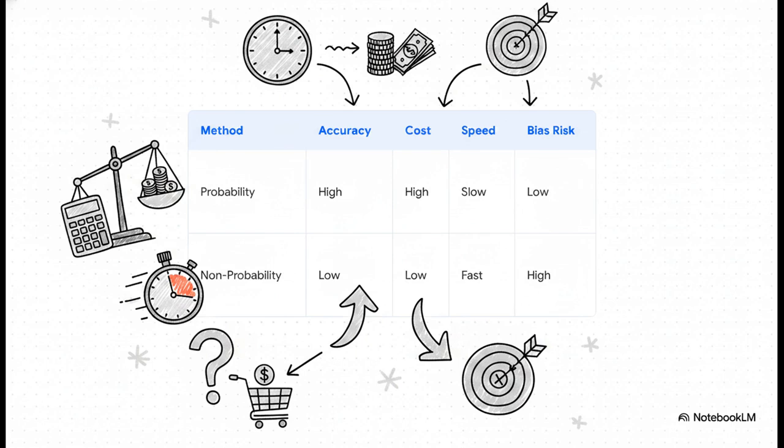Non-probability methods, they are faster, cheaper, and way easier to execute in a pinch, but they carry that very real risk of high bias, which honestly could render your entire study completely unreliable.